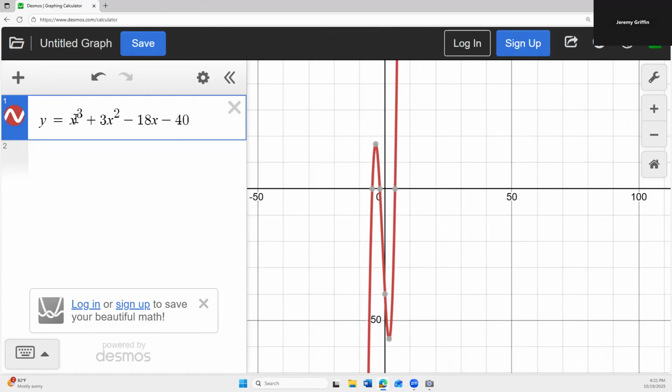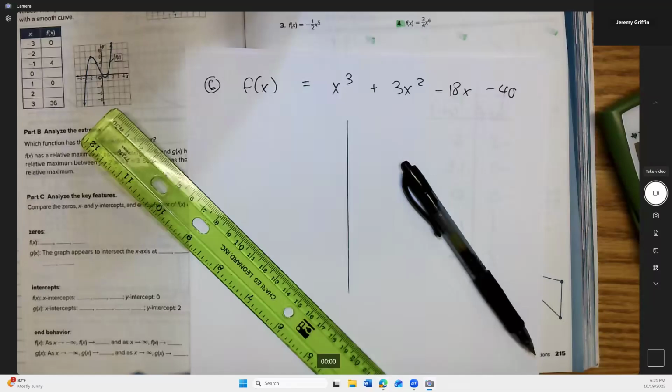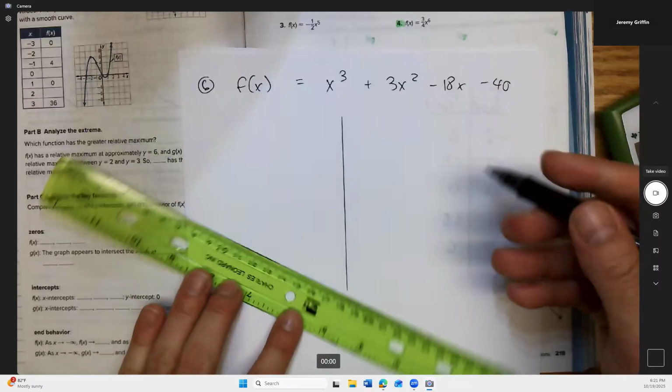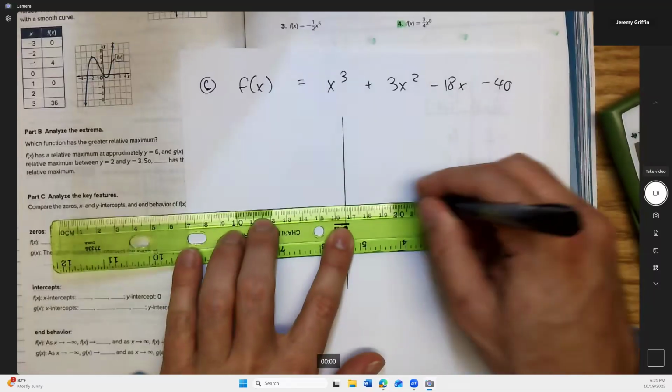The fact that this has a degree of 3, which is an odd degree, I know this graph will eventually go up and to the right forever and down to the left forever. So its domain and range would each go from negative infinity to positive infinity. There's nothing that either x or y could never be. But I'll show you guys how to plot some values.